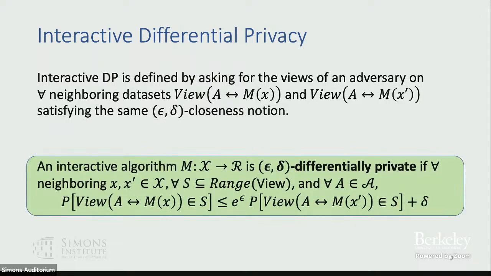Here's the formal definition. Instead of having the distribution of one-shot release, we're going to model the probability of the views of the adversary. I also want to highlight this additional constraint here. Now we are considering all possible adversary strategies, whereas before we only talked about a fixed adversary strategy. So we have to satisfy this epsilon-delta closeness notion for all possible adversary strategies for interactive mechanisms.